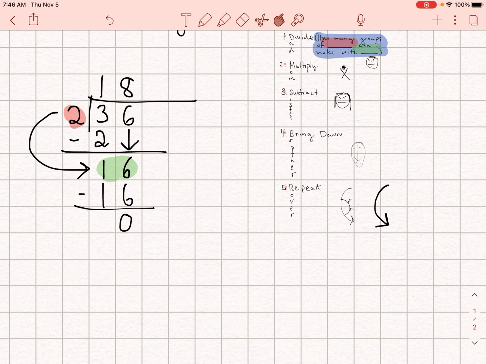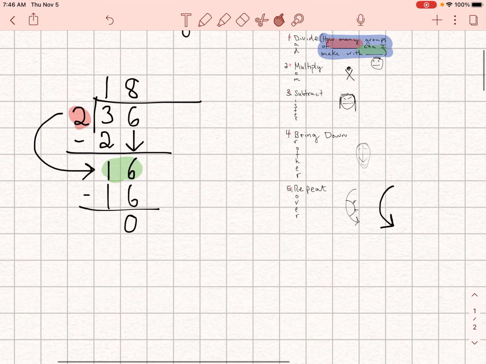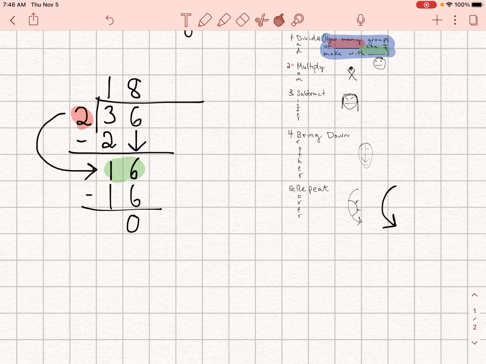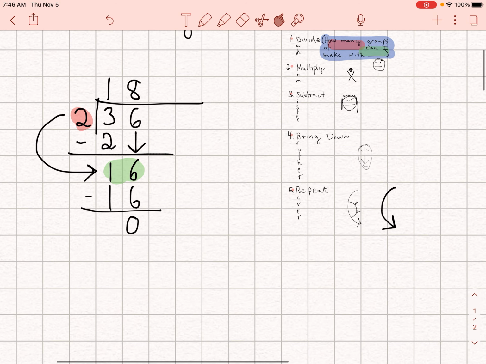36 divided by 2 equals 18. So go ahead and use these steps. You're going to do some practice on iExcel today. Make sure you have those steps written down. Refer back to this video.